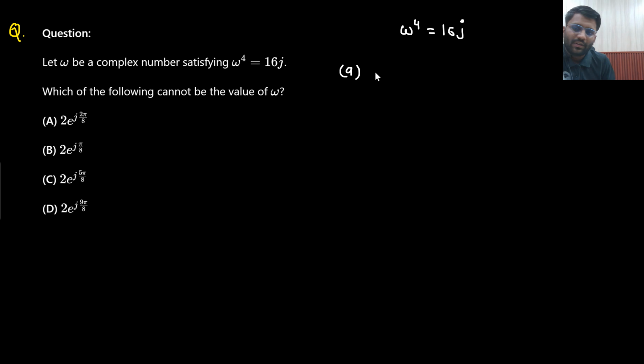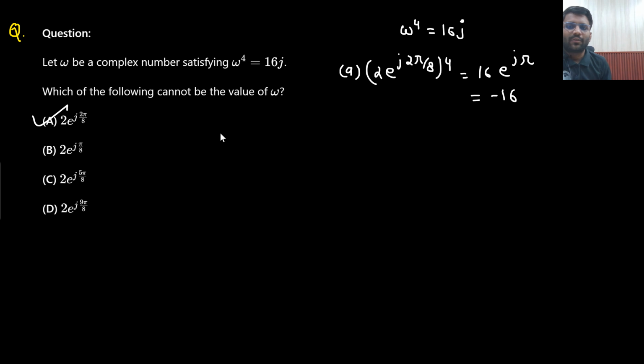Like option A, you put 2 e to the power j 2 pi by 8, to the power 4. What you will get? 2 to the power 4 will be 16. E to the power j, here you will get pi. What is the answer you are getting? E to the power j pi is minus 16. First option is correct. Which of the following cannot be the value of omega? So first option cannot be the value of omega.